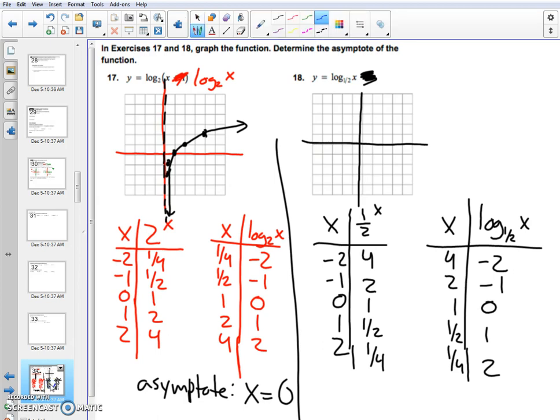So I've got point 4, -2, 2, -1, 1, 0. So notice they both have the point 1, 0 here. 1/2, 1, and 1/4, 2. So at first I have a really rapid decline, and then it kind of slowly starts to, doesn't really level off because it still declines forever, but it just starts to do it really slowly. And then my asymptote is here again. So my asymptote is at x equals 0.